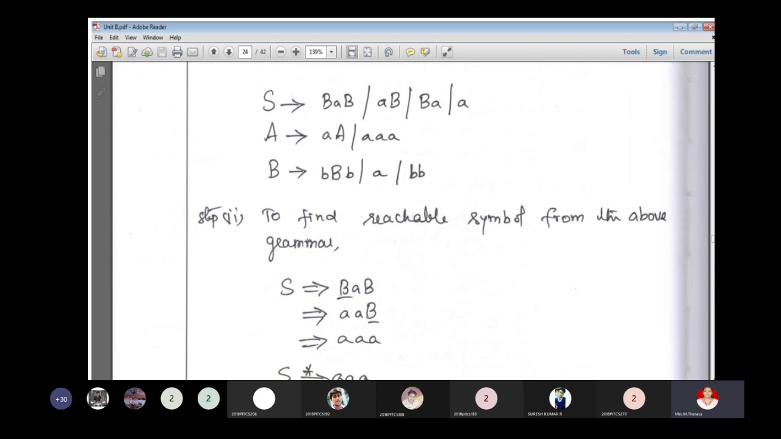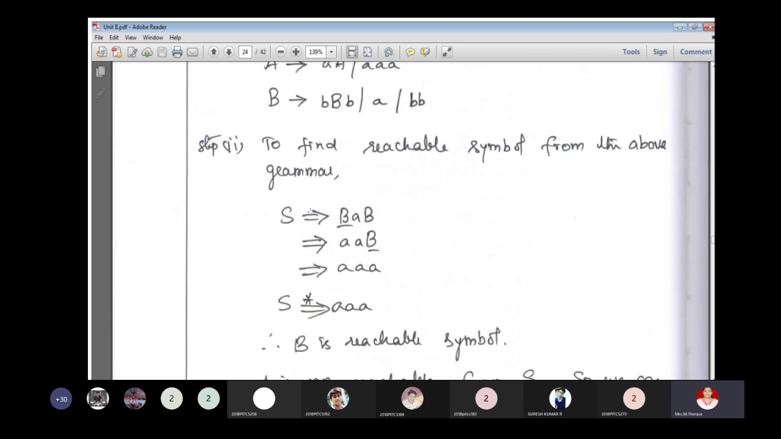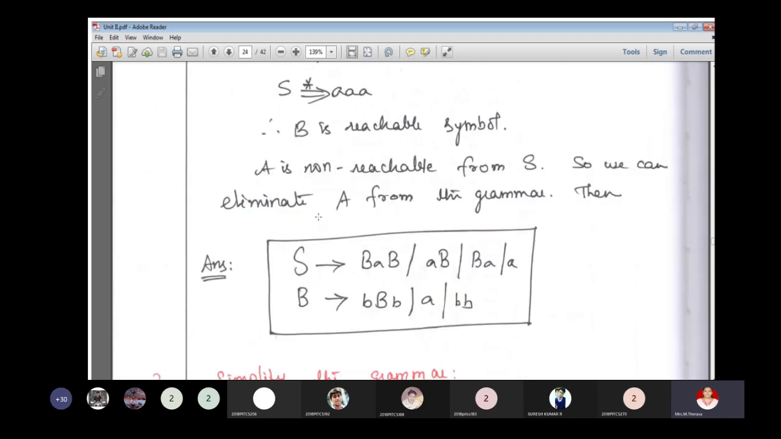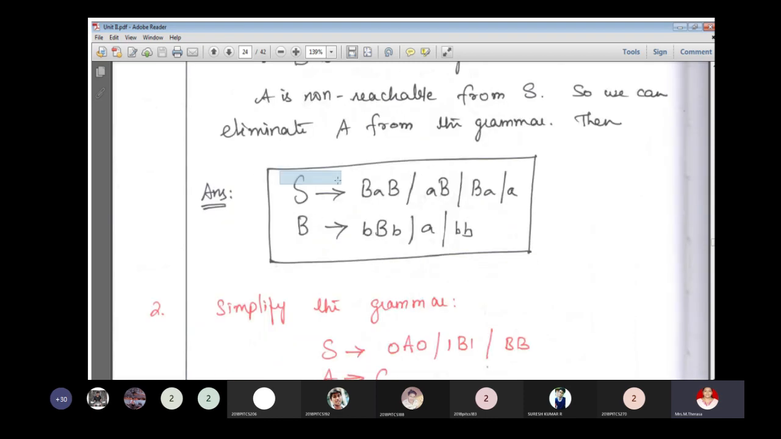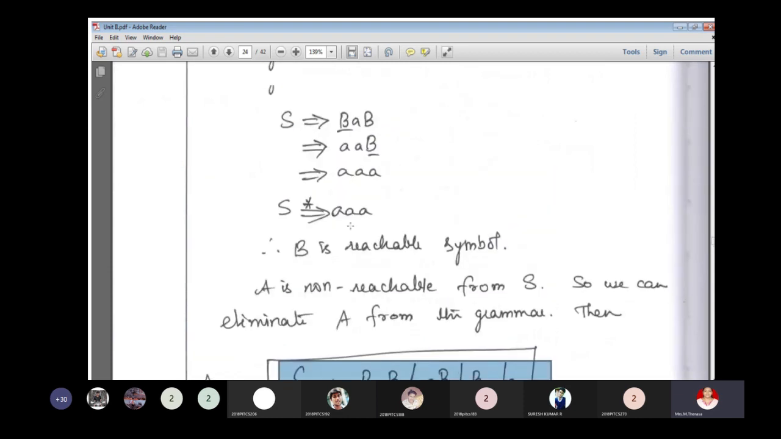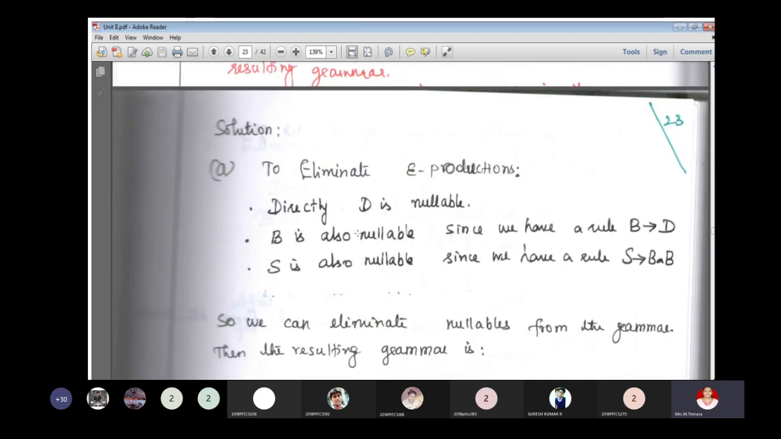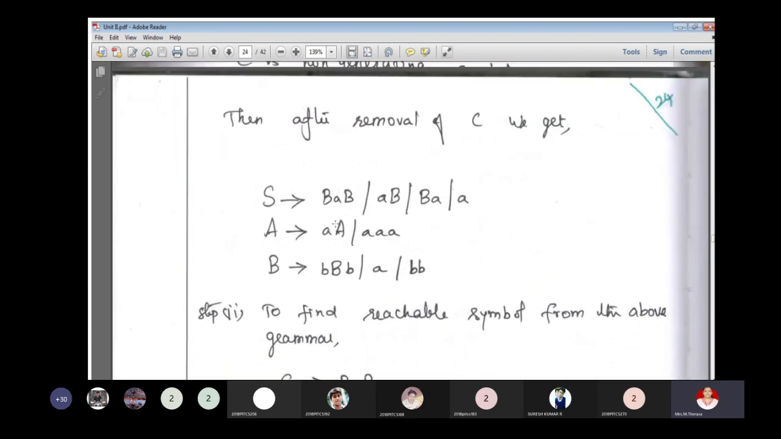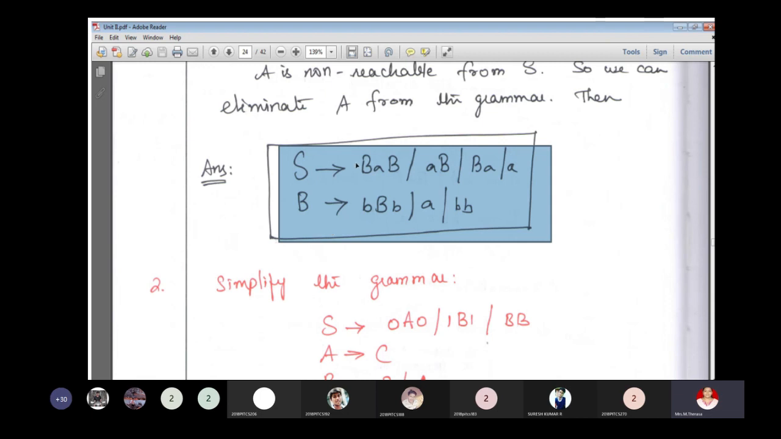Next, what you are supposed to do, you have to identify the not reachable symbols. Okay, S tends to BAB, AAB, AA. So here B becomes reachable, whereas A is not reachable. So after eliminating A, at last you can get this grammar S tends to. See, initially we are given so many production rules. At last, after simplifying it, you are resultant with very few production rules, isn't it? So this is called simplification of grammar.